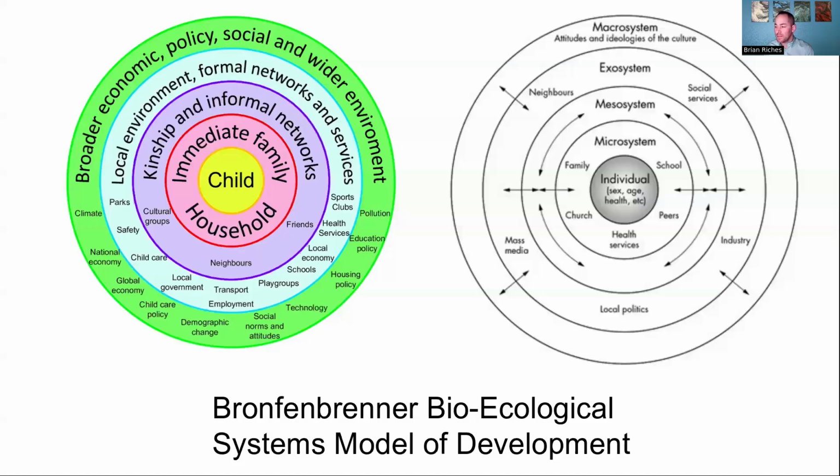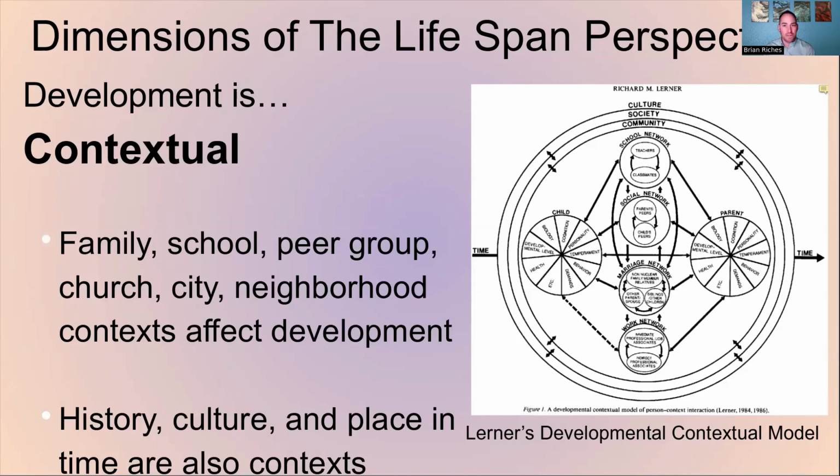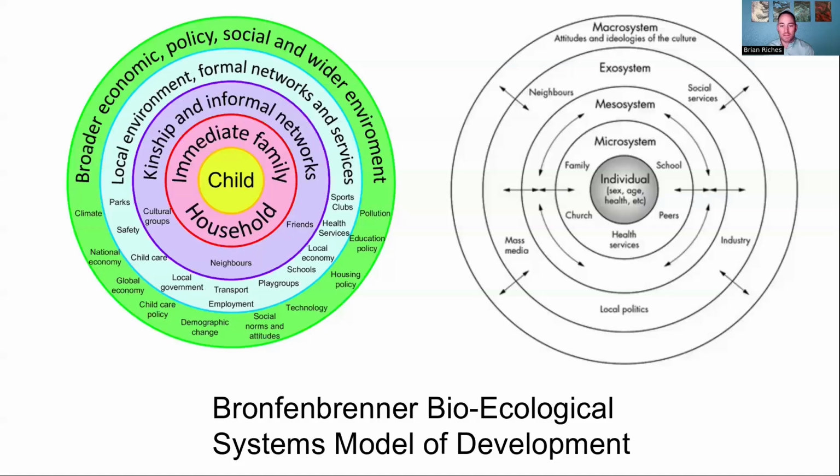So another way to look at this is this modern theory of lifespan development. And so you'll see both that learner's developmental contextual model a lot of times through the class, but you'll also see Bronfenbrenner's bioecological systems theory or model. And these are basically the same basic theory, that systems can affect people and people can affect those systems. This is just described in different ways.